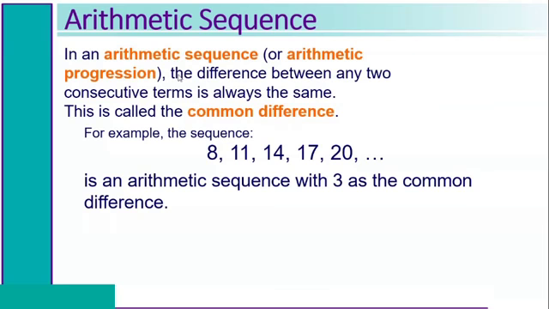So if we subtract 8 from 11, that is equal to 3. If we subtract 11 from 14, that is equal to 3. If we subtract 14 from 17, that will be equal to 3. And if we subtract 17 from 20, that will be equal to 3. So in this sequence, the common difference is 3.